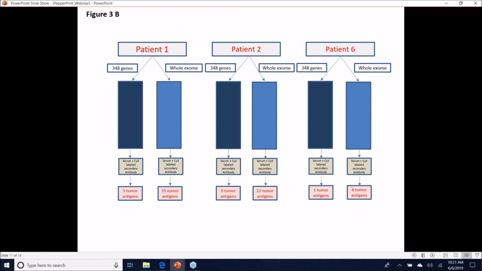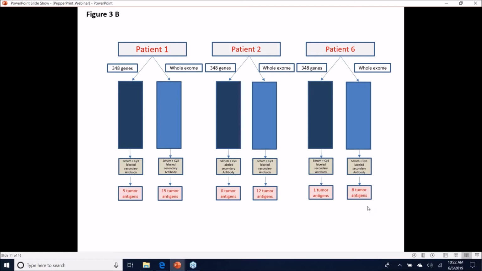And the results are shown here, where when we looked at the first 348 genes, we were able to find 5 tumor, what we call tumor antigens, that are mutations that invoke immune response in these patients. Whereas when we did the whole exome, we were able to find 15. In patient 2-0, with 348 genes we found fewer, and with the whole exome we were able to find 12 tumor antigens. And in patient 6-1, the whole exome allowed us to identify 8 tumor antigens.